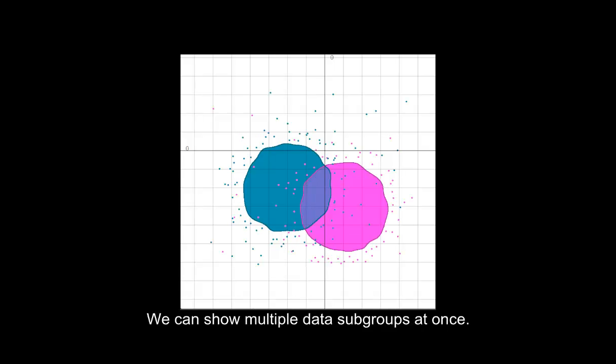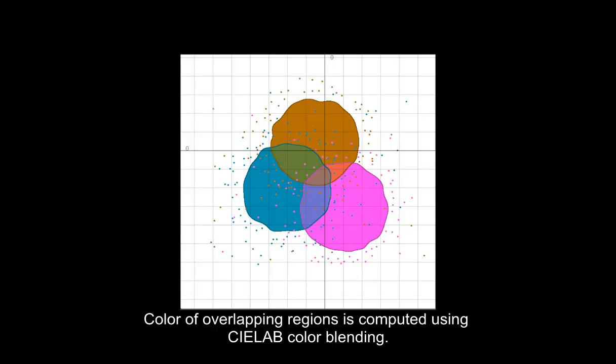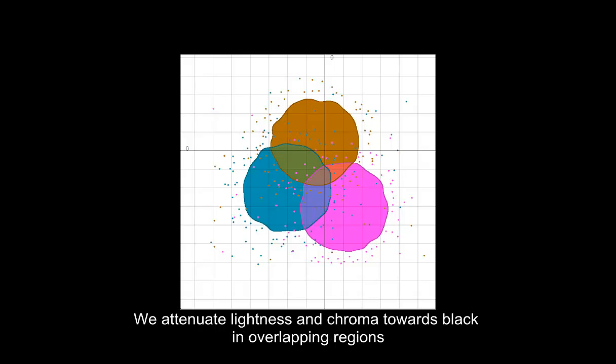We can show multiple dataset subgroups at once. The color of overlapping regions is computed using LAB color blending. We attenuate the lightness and chroma to emphasize regions with overlap.